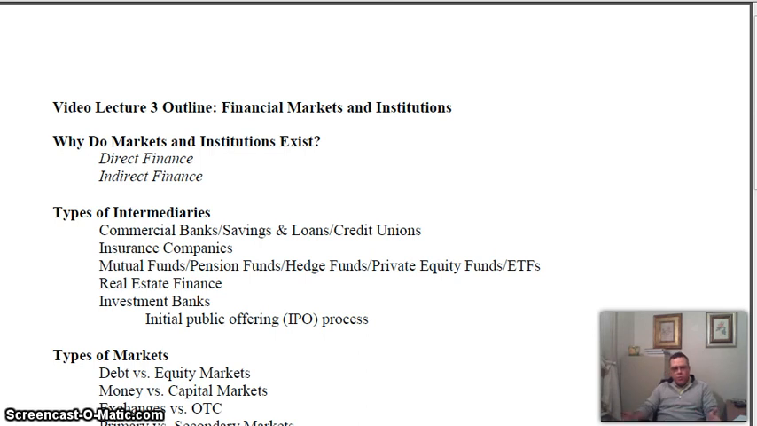The IPO process works as follows: the business goes to their investment bank. They say, we want to go public. You usually don't go public unless you have a really big project to undertake, because you need to raise a whole lot of money, and going public allows you to do that because you sell shares to millions of people and you can bring a lot of money in all at once.